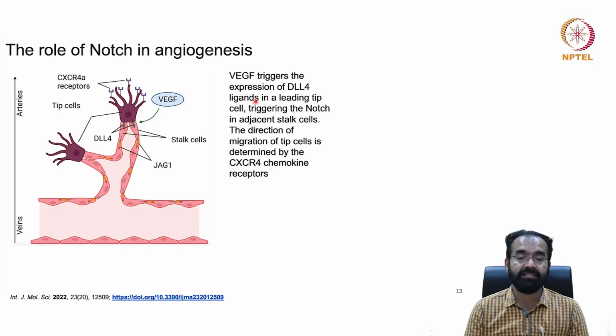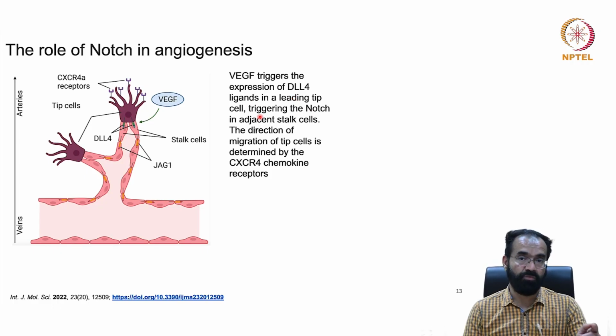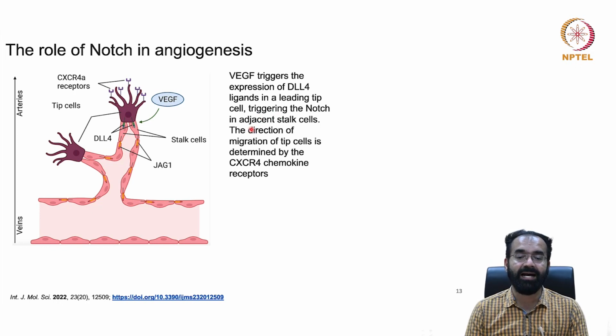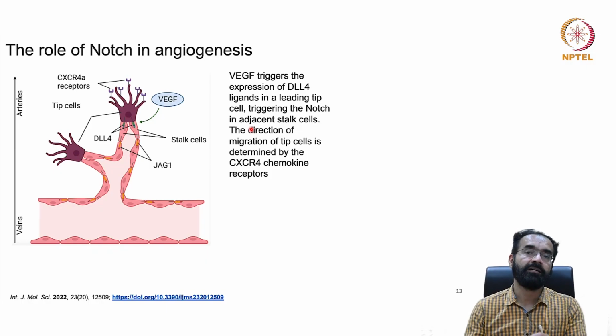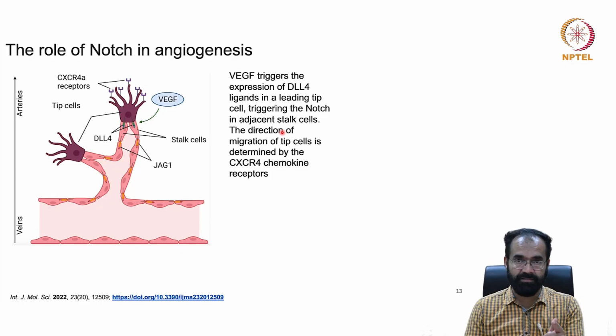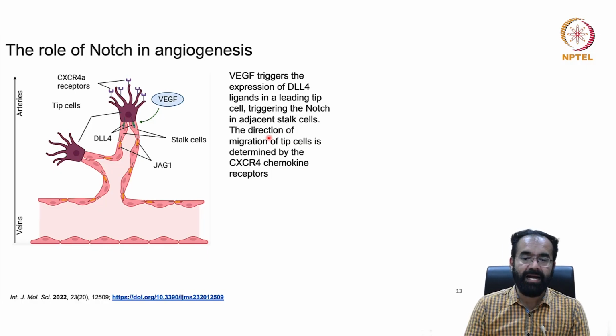VEGF triggers the expression of DLL4. DLL4 is what? The ligand for delta notch signaling. DLL4 ligands in the leading tip of the cell trigger the notch in the adjacent stalk cells. So when you have this ligand, that is VEGF, present, it will trigger the expression of another ligand, DLL4, in the tip of the cell, and that can tell the target cell, the juxtacrine or adjacent cell which is having a notch, to have notch signaling, adjacent stalk cells.